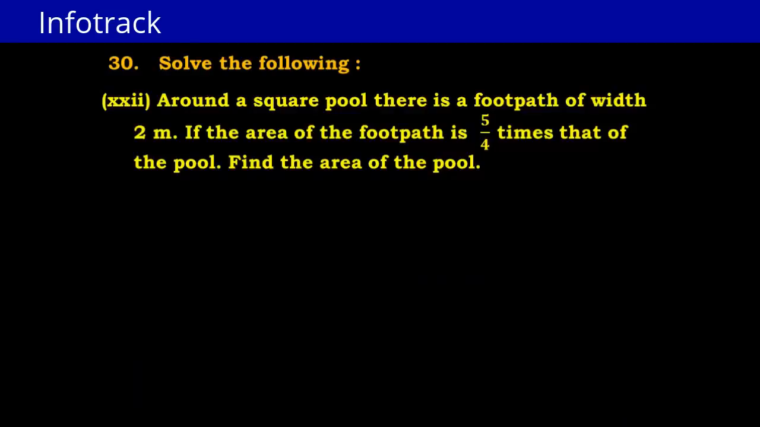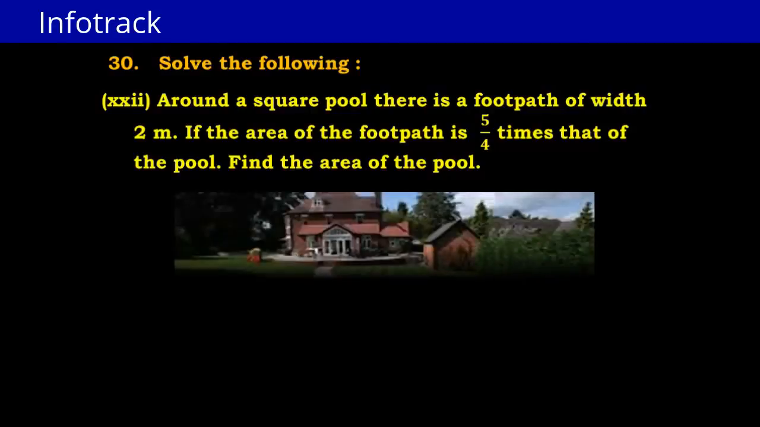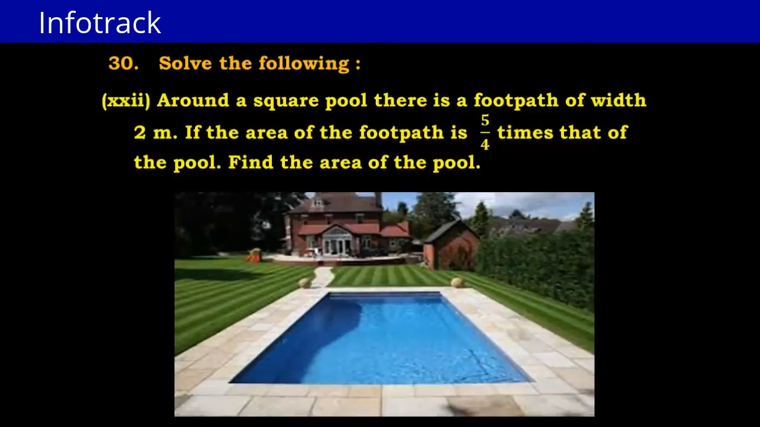Around a square pool there is a footpath of width 2 meter. If the area of the footpath is 5 by 4 times that of the pool, find the area of the pool. See, around the pool there is a footpath. So like this, there is a square pool and there is a footpath. So this is the pool and this is the footpath. Now see, the width of this footpath is given as 2 meter. And the question is we have to find the area of this pool.